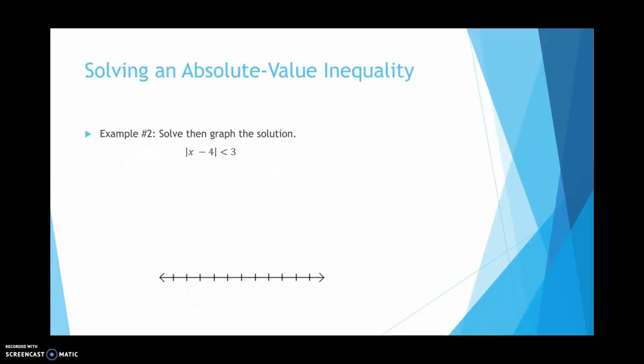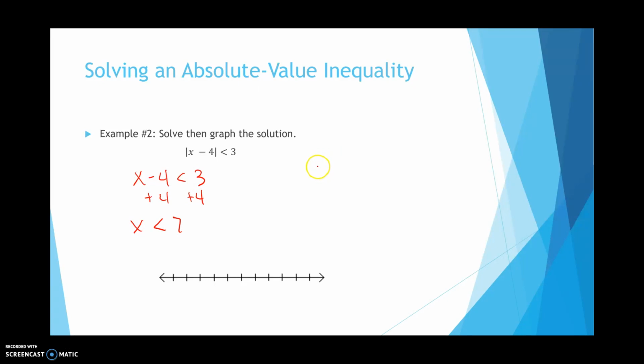But now when we get into the next slide, we're working with inequalities. Very similarly, we're going to set this up to be the absolute value of x minus 4 is less than 3, and then set it up in the negative situation also. So if we have x minus 4 is less than 3, we're going to add 4 to both sides. So we get x is less than 7.